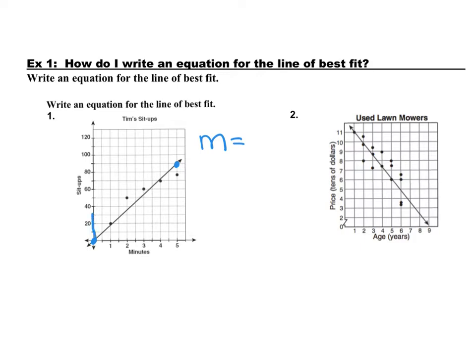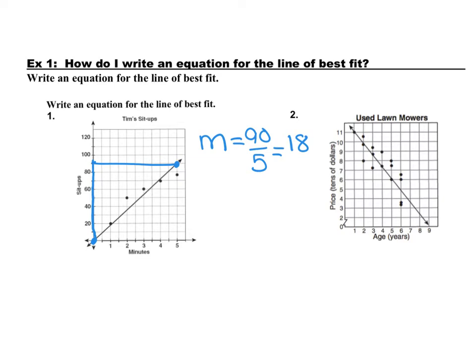So we're going up 20, 40, 60, 80, and then it looks like we went up a total of 90, and then we're going over, all the way over to 5. And let's go ahead and simplify that. So it's going to be 18. So 18 sit-ups per minute is our rate of change.